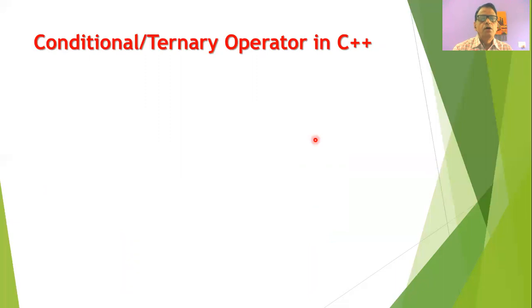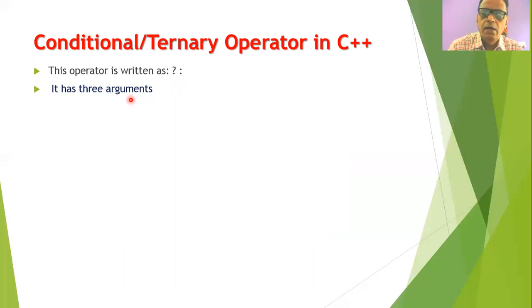Now we will go for the conditional operator, or ternary operator, in C++. The conditional operator is written as a question mark followed by a colon. This operator has 3 arguments. Normally, an operator in C++ will have 1 argument, and this is called a unary operator. If it has 2 arguments, then it is called a binary operator. But this operator requires 3 arguments, and therefore it is called a ternary operator.